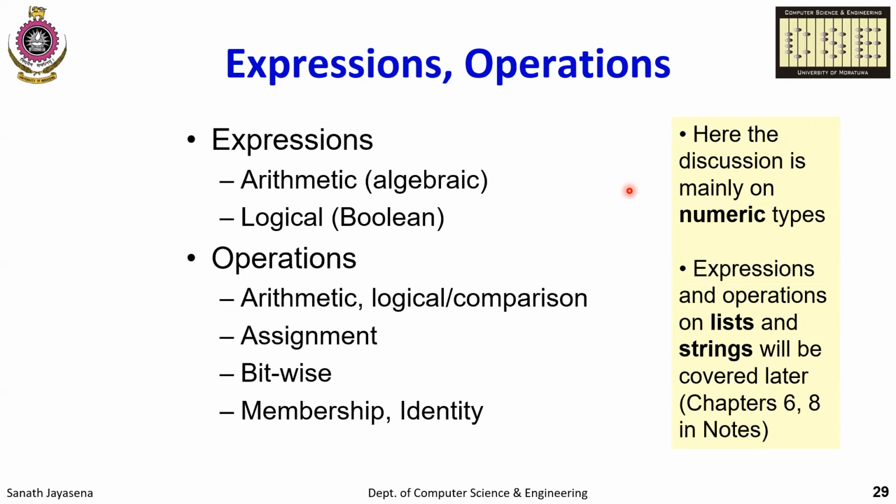We are going to focus this discussion using numeric data types. That's a fairly simple thing to do, and that's where we want to focus right now, without discussing all sorts of expressions or data types. We focus on numeric types. That should simplify things and help us understand the basic things initially. We can, of course, have expressions and operations using some other data types, for example strings, lists, and so forth. We are going to discuss them later, in the notes, for example, chapters 6, 8, and so forth.